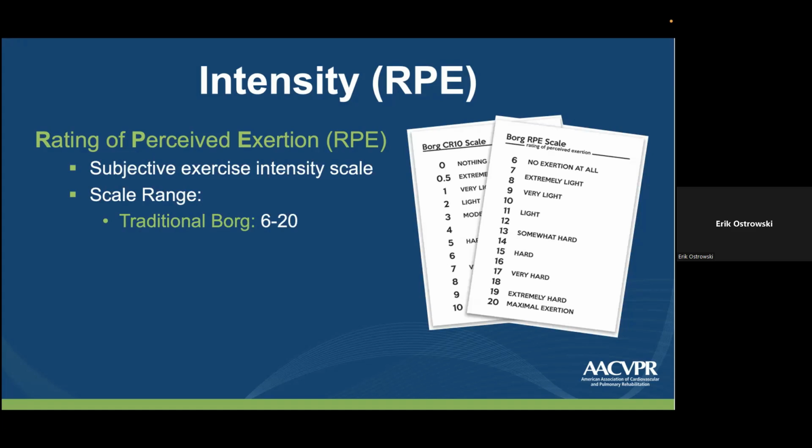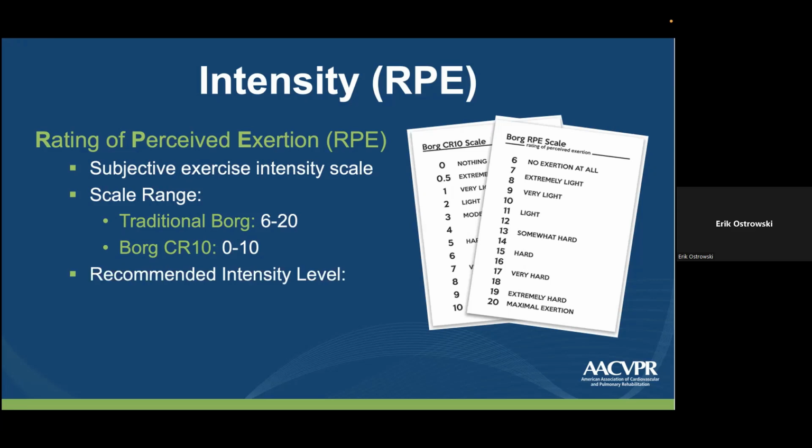The first one's the traditional Borg scale. This goes from 6 to 20, 6 being no exertion at all, 20 being maximal exertion. And then there's also the Borg CR10 scale, which is essentially the same scale as the 6 to 20. It's just been condensed down to a 0 to 10 format to make it potentially easier for patients to indicate how challenging their exercise is for them.